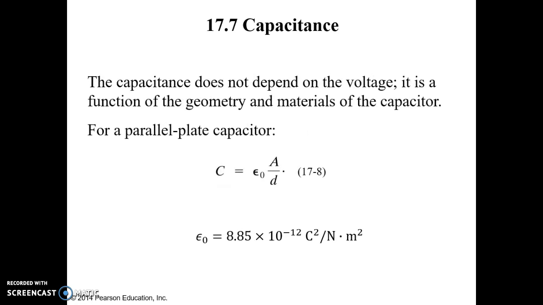Here's the equation for actually calculating the capacitance, which depends on the geometry of the electronic piece. Epsilon naught is a constant number of 8.85 times 10 to the negative 12. And A stands for the area of the plate. D stands for the distance between the two parallel plates.